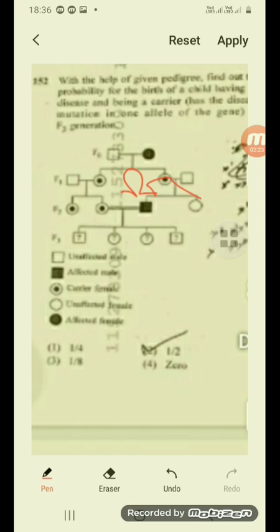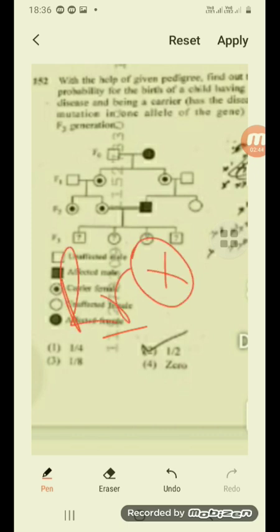But it was nowhere told about carrier males, affected males, nothing was told about carrier males. So I can say that this is a carrier male, that is, in F1 it is capital R, small r. So what will it be in this case? In the F2 it is capital R, small r cross small r, small r, this is affected. So now if you find the probability of carrier, it is bound to be half.